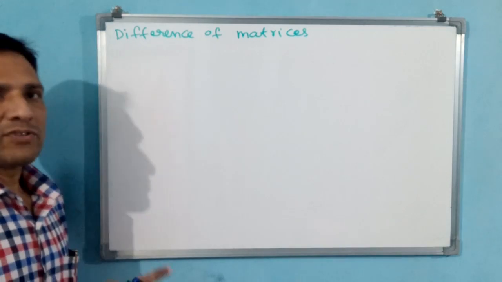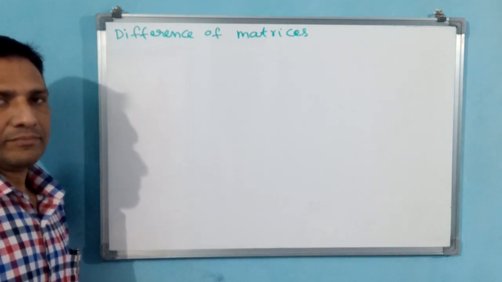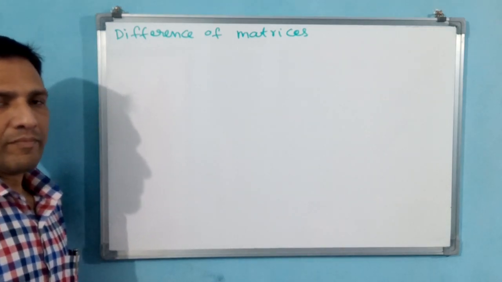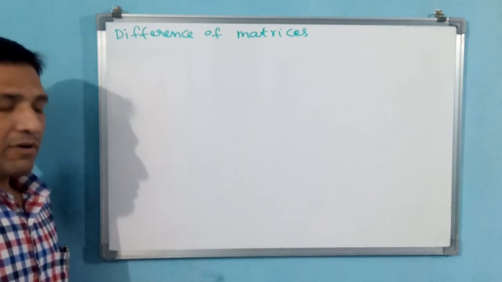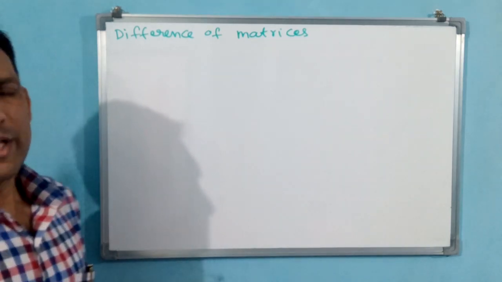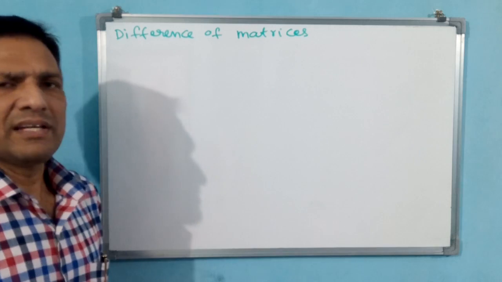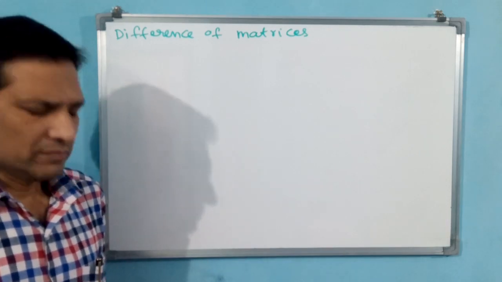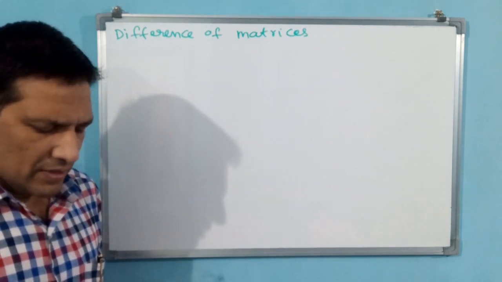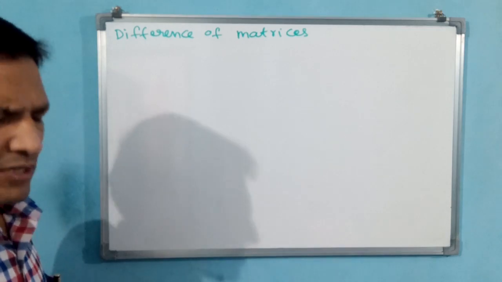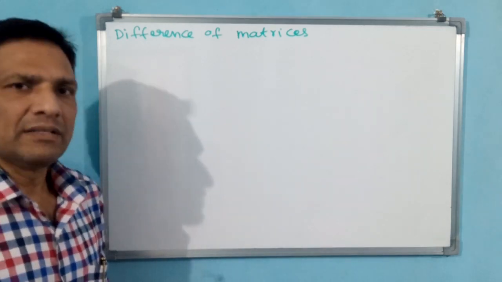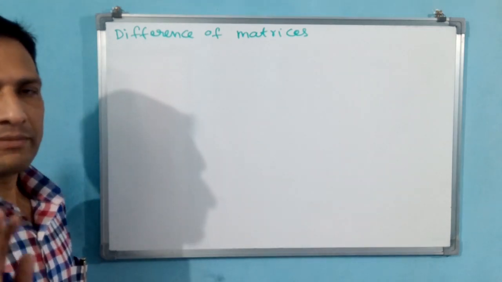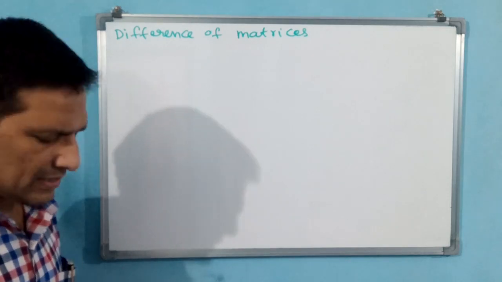Let us see difference of matrices. What is difference of matrices? It may be A minus B or B minus A, whatever it may be. That is called difference of matrices. Subtraction in crude words, but we will call it by a nice word, difference of matrices.